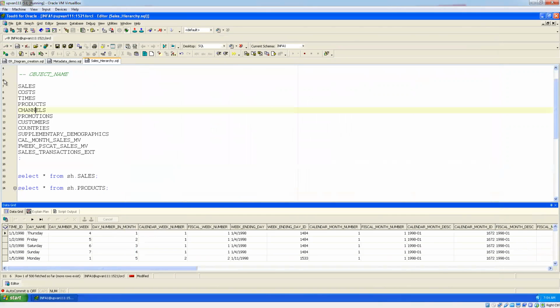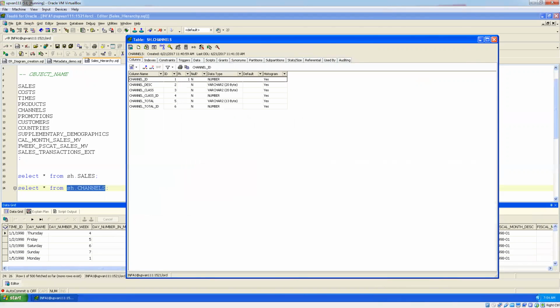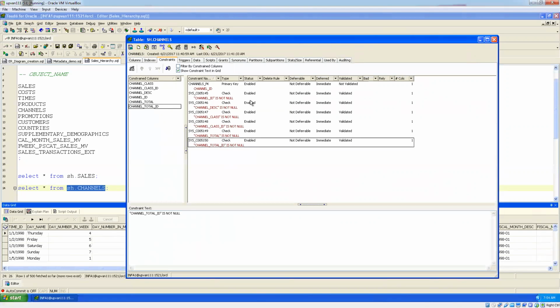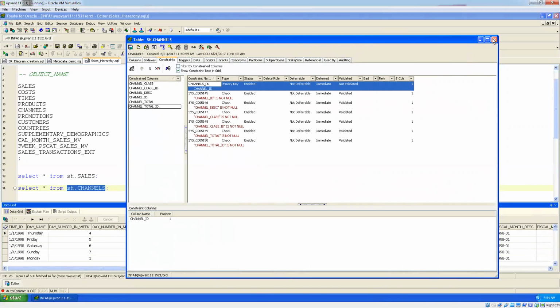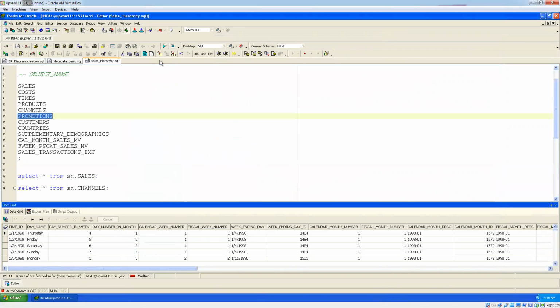Moving on to the next table called channels. Now look at this. Bilal, what is the primary key of this table? Look at the data which is present on the screen and tell me the primary key of this table. Channel ID. Correct. And we have already drawn it.